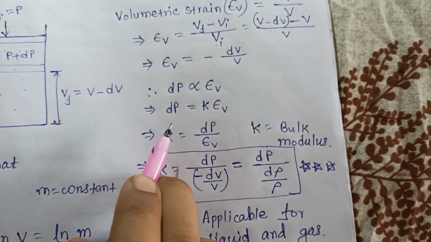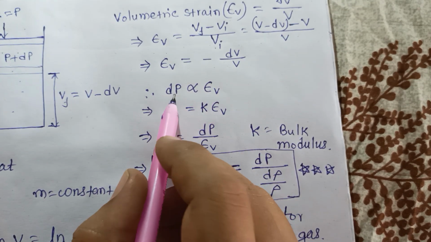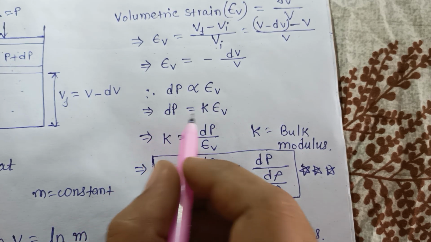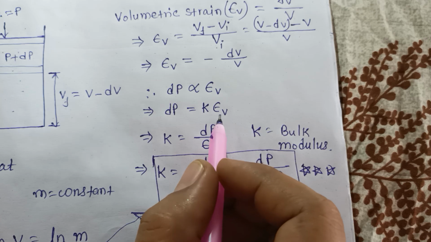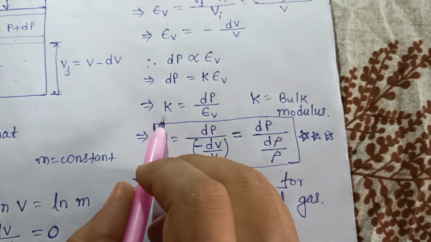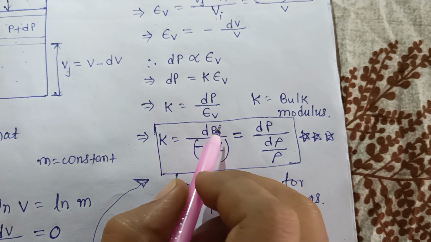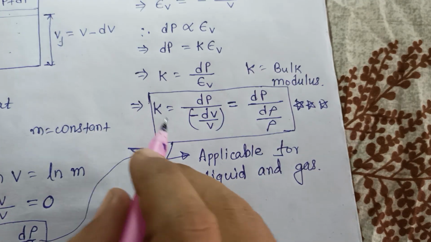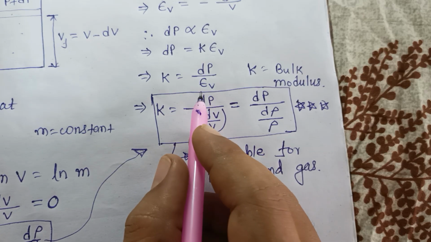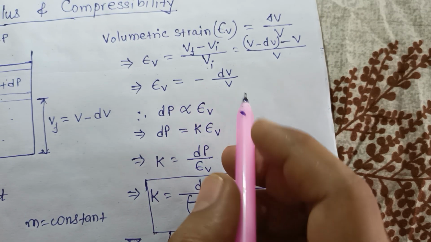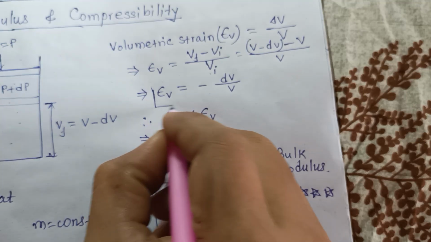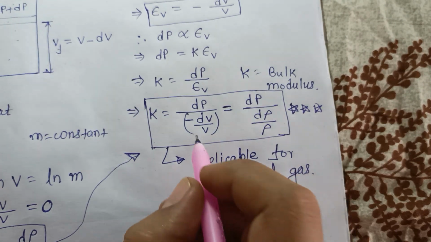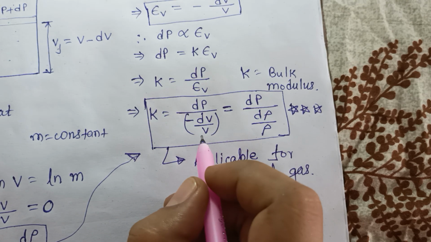Now dP is proportional to epsilon V. So the change in pressure is proportional to the volumetric strain. So a proportionality constant K will come into the picture. So here K equals dP by epsilon V. So K is the bulk modulus. So K equals dP by what is the value of epsilon V? That is this value, this is the volumetric strain value.